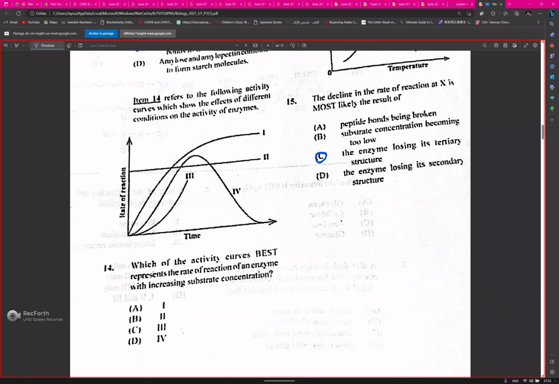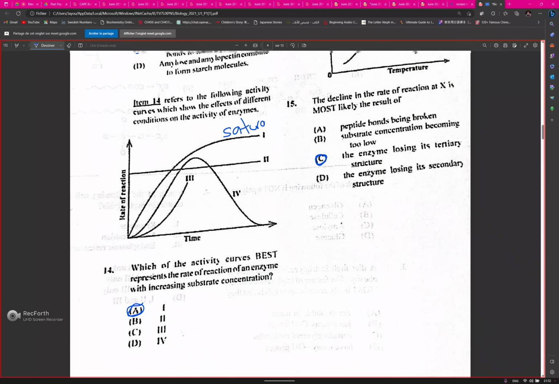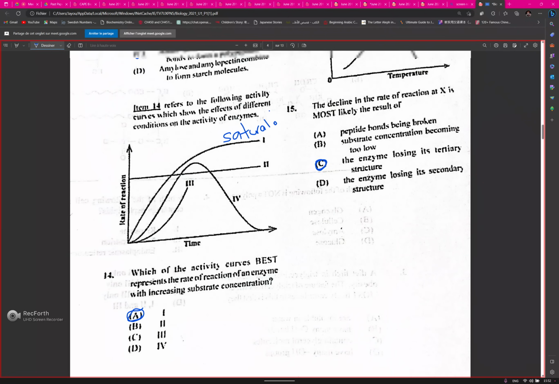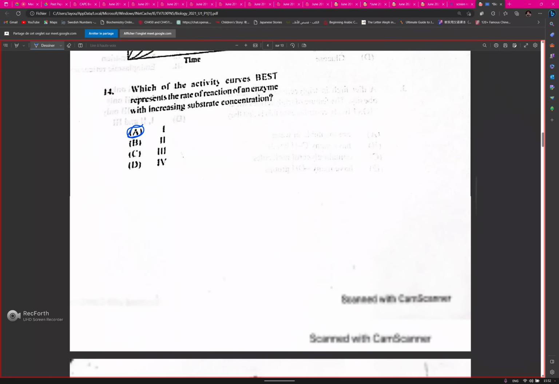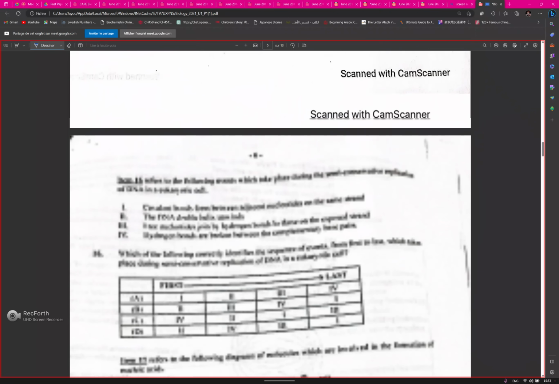14. Which of the following activity curves best represents the rate of reaction of an enzyme with increasing substrate concentration? I heard C and I heard A. A, right? Because the enzymes will start to get saturated, so saturation.